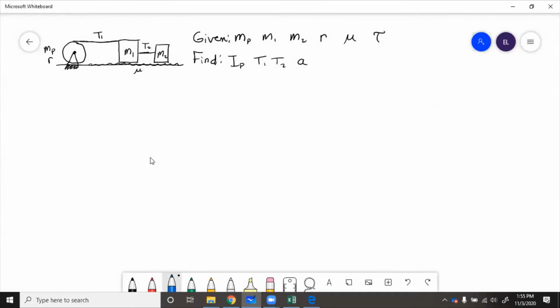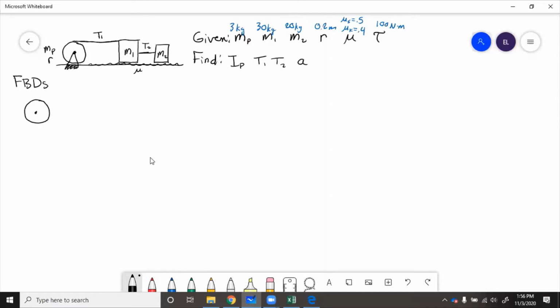So we'll put some numbers in here. We'll say static friction is 0.5, kinetic friction is 0.4. So we'll start out with the free body diagrams. Again, we'll have one free body diagram for each of the objects.